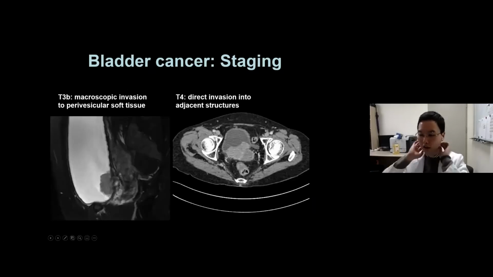So CT has limited performance for distinguishing T1 to T3A. However, MR imaging studies can distinguish T3B and T4 with good performance. As you can see for the T3B case, there is a macroscopic invasion into perivesical soft tissue. In the T4 case, you can see a direct invasion into an adjacent structure. In this case, there is a direct invasion to the uterus.